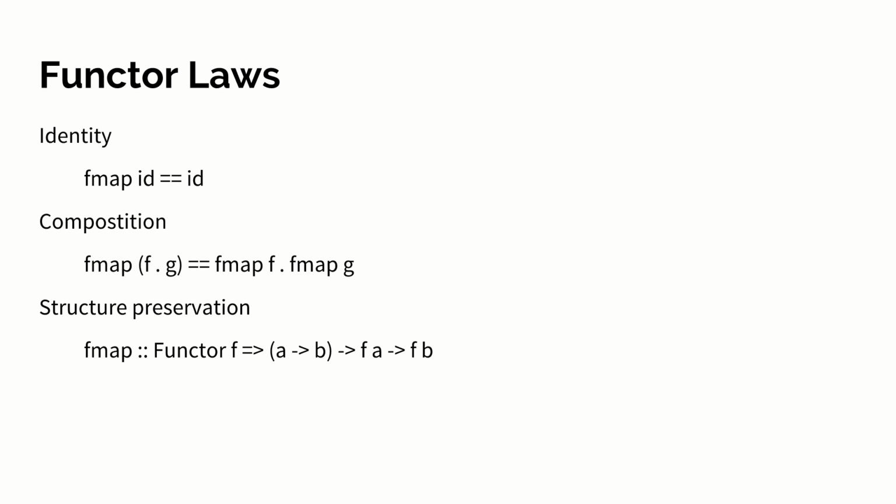More generally, these first two laws are actually just trying to express this third law of structure preservation, meaning fmap should have a type that matches the type it is defined to have. Fmap involves a functor f and takes a function that goes from a to b. That function is then lifted, and this new lifted function can be applied to an f of a's and return an f of b.